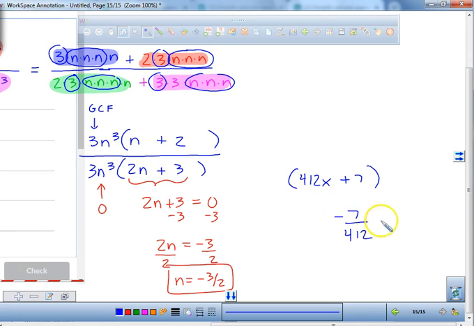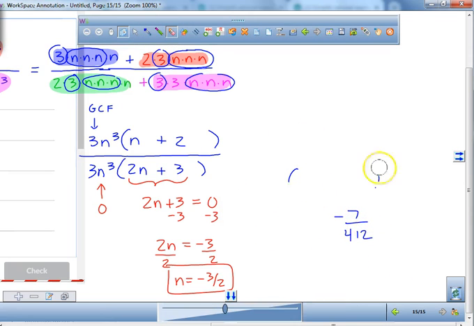For what number would make it equal to 0? Negative this number over this number. That's how you do it without having to do a whole bunch of math. Okay? Or you can set it equal to 0, solve it, and you still get the exact same answer. It's up to you. Hopefully you wrote that down.